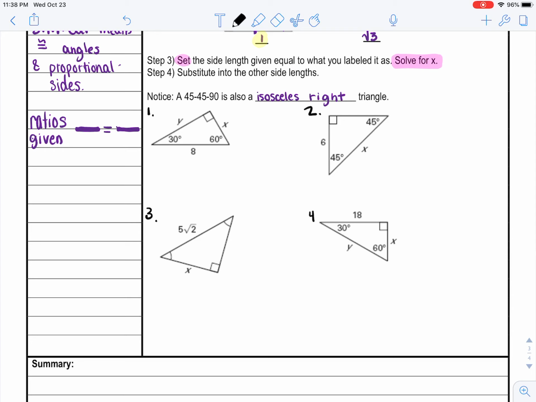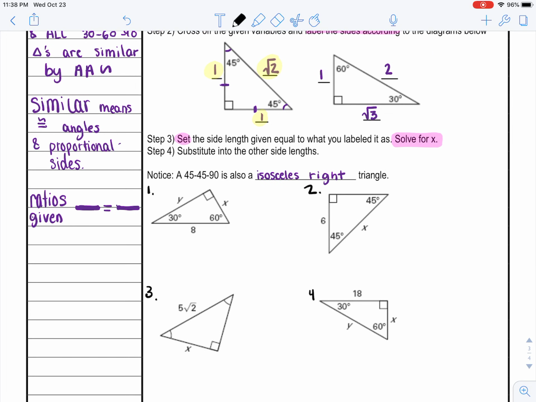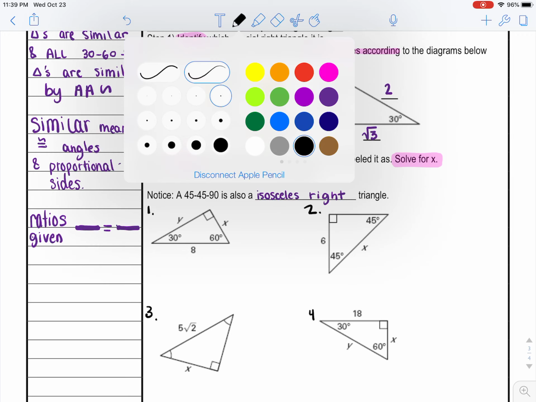For example 1, we need to solve for the side x and we need to solve for the side y. Y'all know that we can only solve for one variable at a time in a proportion. So again, how are we going to set up our proportion? Well, first let's identify, do we have a 45, 45, 90 or a 30, 60, 90? We have a 30, 60, 90.